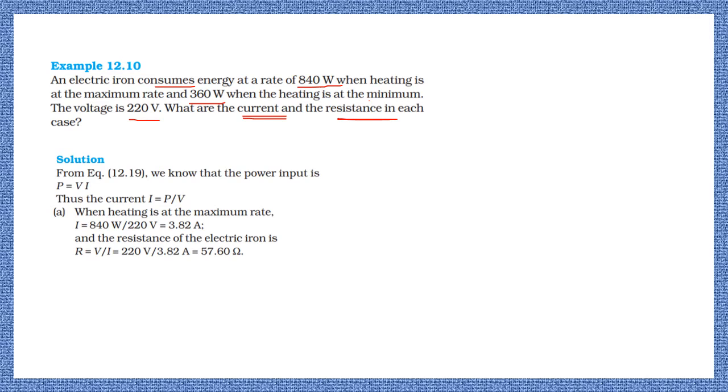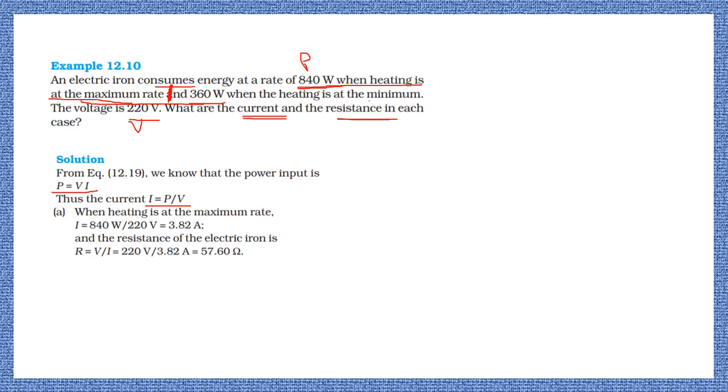Okay, so let's find out. Equation 12.19 means P is equal to VI. This formula we have. From here, if we have to find the formula for I, that will be I is equal to P upon V. Now when heating is at maximum rate, this is the first case, 840 watt. Here the second case starts from 360 watt. So what will I be? P upon V. How much is P? This is P. And how much is V? V is the same, 220. So 840 upon 220 is 3.82 ampere.